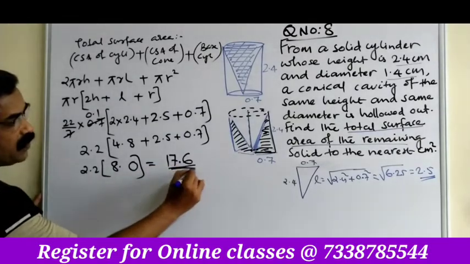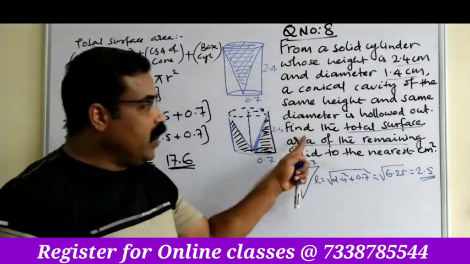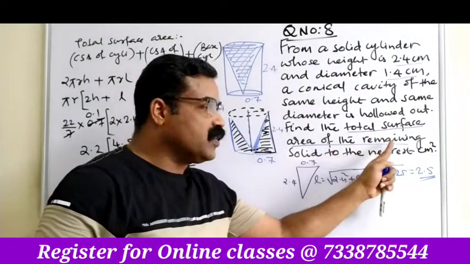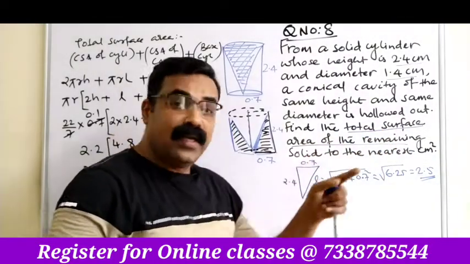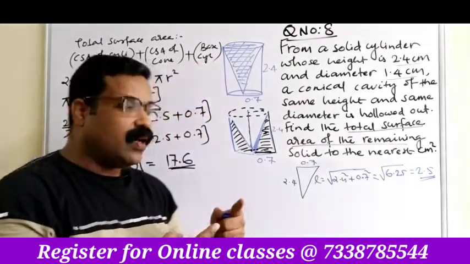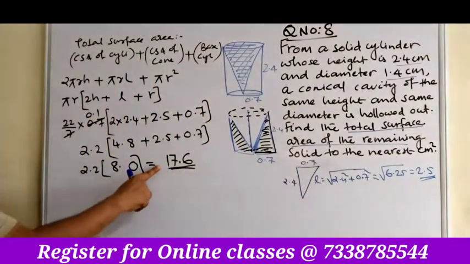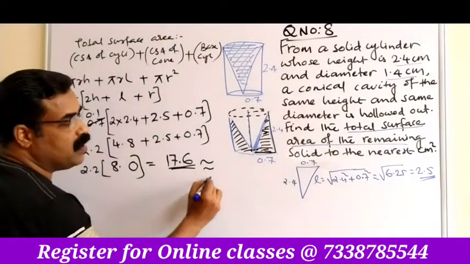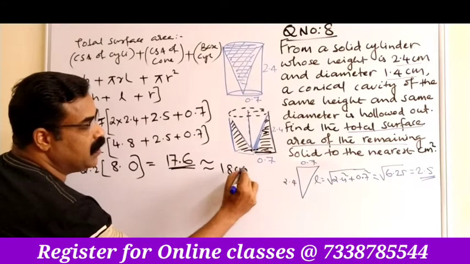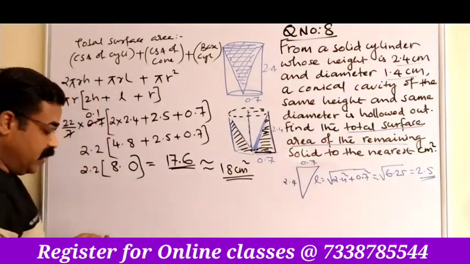17.6 is the answer. Now it is asked to find the total surface area of the remaining solid to the nearest centimeter square. So what is the nearest centimeter square to 17.6? It is approximately equal to 18 centimeter square. So this is your final answer.